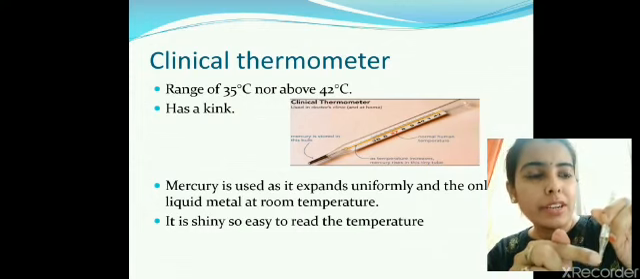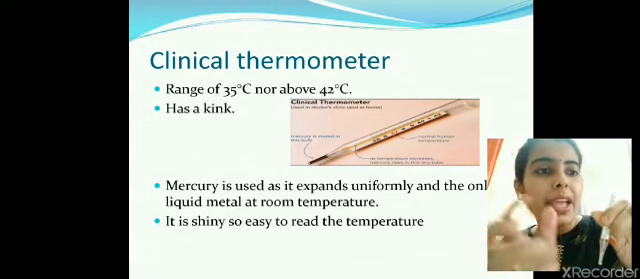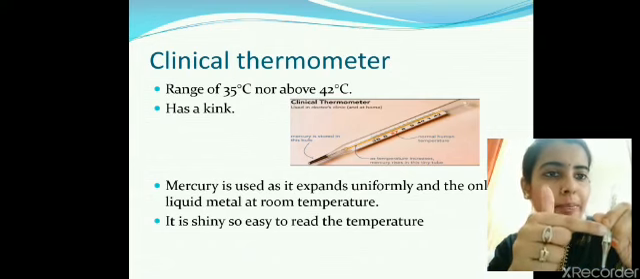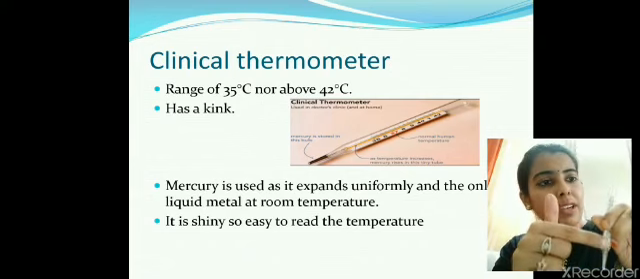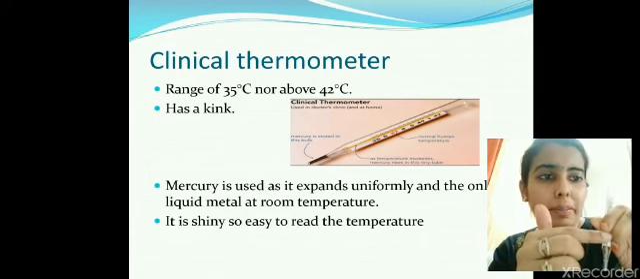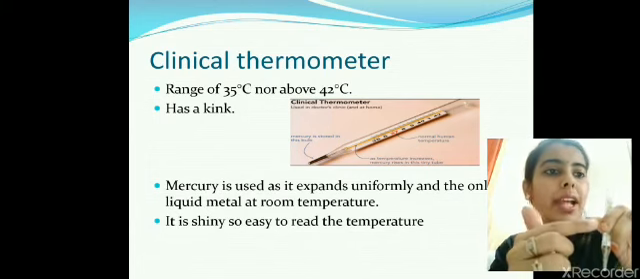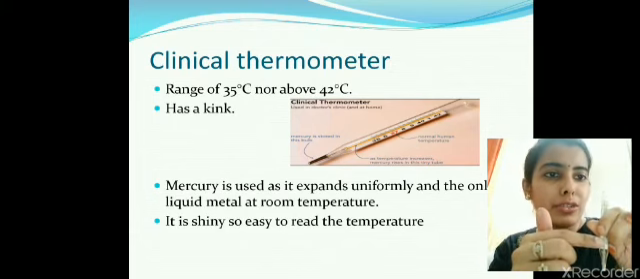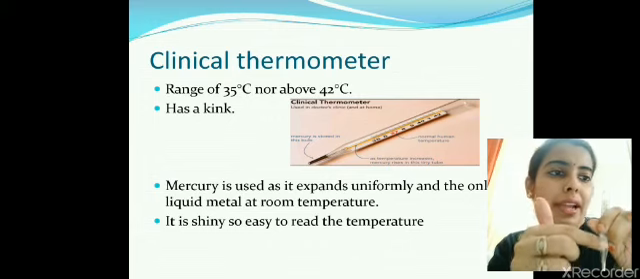When this thermometer is kept at the base of the tongue or at the armpit, it takes the body heat and this mercury starts expanding. Mercury is a silvery lining, so it is easy to read. It is easily visible what temperature it is giving. It is the only metal which is liquid at room temperature. That is why it is used here. And it will expand uniformly.